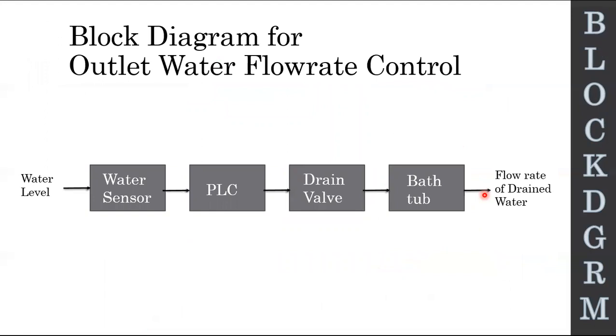So this will be the block diagram of outlet water flow rate control. No? So once more, we have the water level, kung ano man yung initial water level natin, no? At start, i-determine yun ng ating system using the water sensor. And it will tell the PLC na, uy, ganito yung level niya. Kunwari, nasa 12 inches deep yung initial water level. So, si PLC naman, it will give a command to the drain valve to open further or to close further yung valve.